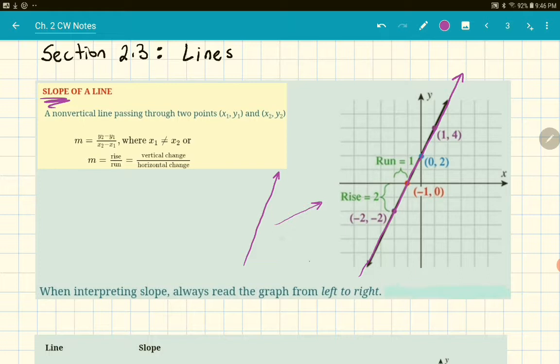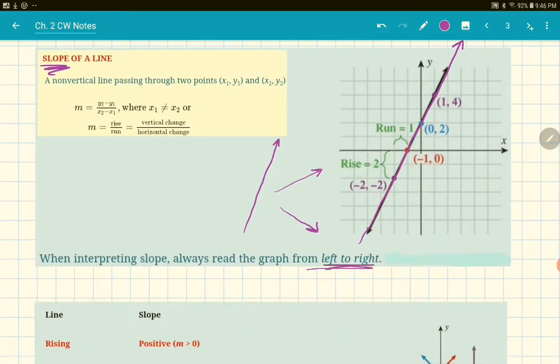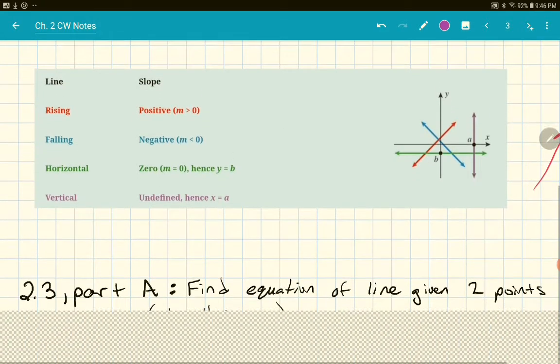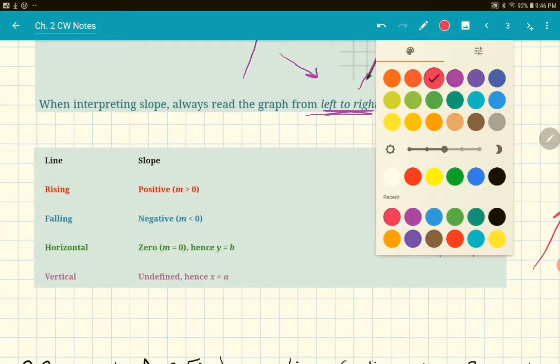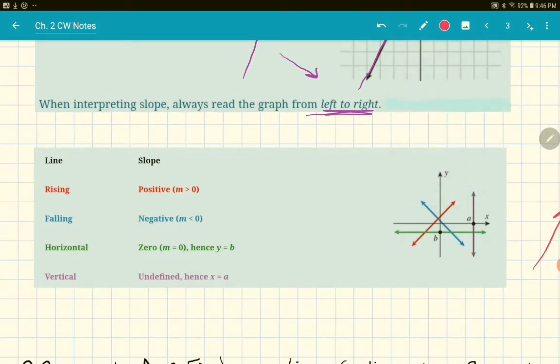If it's going down from left to right, that's going to have a negative slope. Actually, I'm going to always go from left to right. I'm going to slide down to this other picture here. So when we have a slope, always go left to right. My red one goes from here, and then if I go to the right, I'm walking uphill. So that means I have a positive slope.